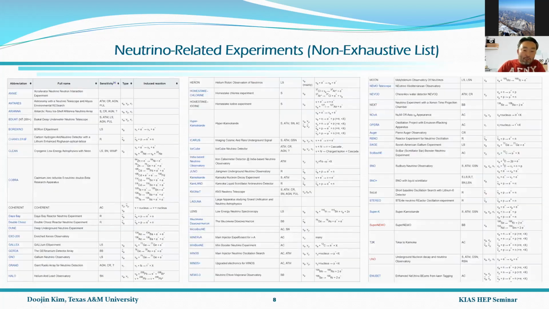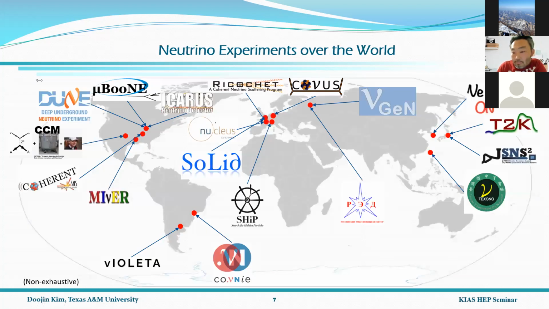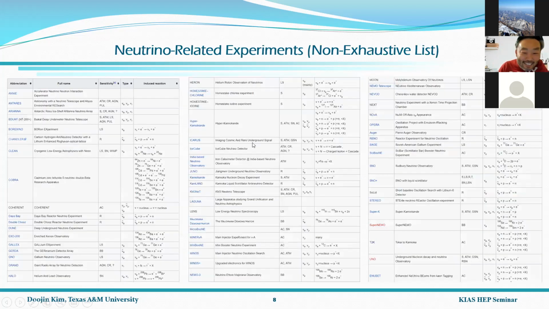Actually, I tried to... Yes, TEXONO? Is it the location of TEXONO in the map? I guess Taiwan. Oh, it's in Taiwan. I see. You didn't mention JUNO and others. JUNO is in China, but yeah, I didn't. I guess one of the JUNO sites is somewhere here, I think. Yeah, JUNO is here.